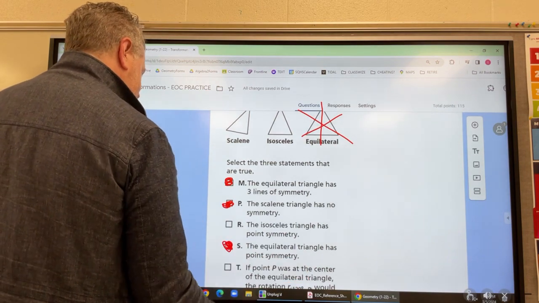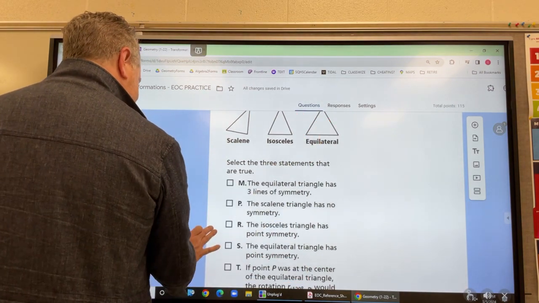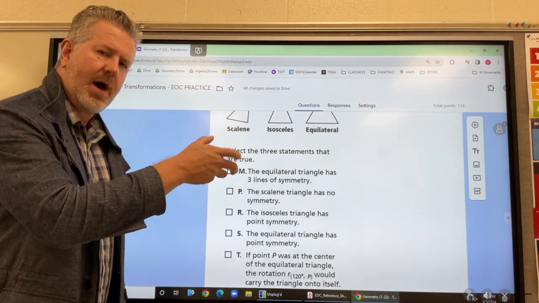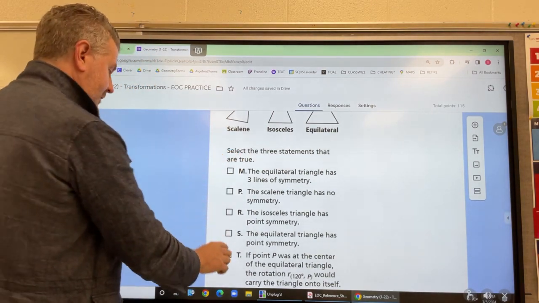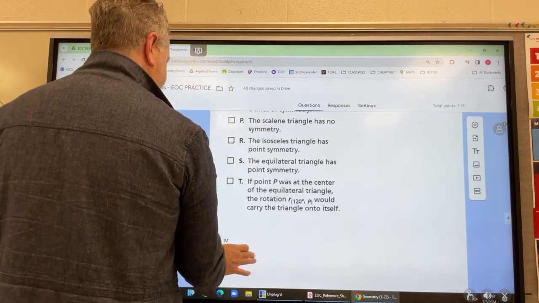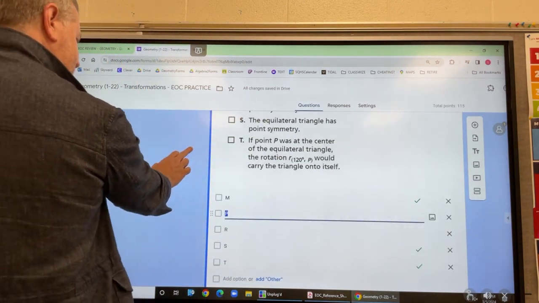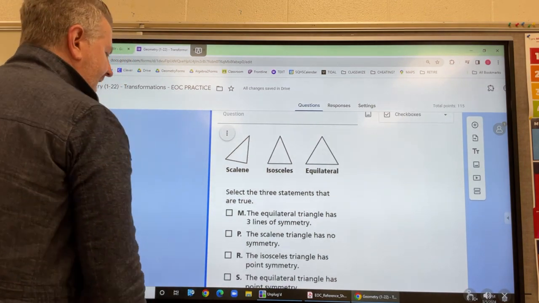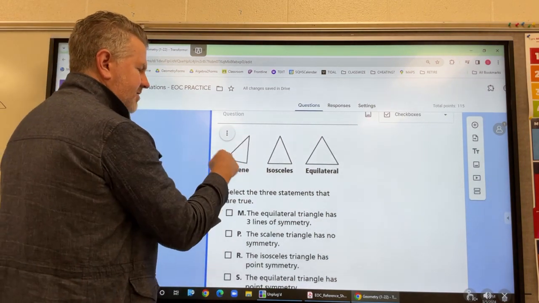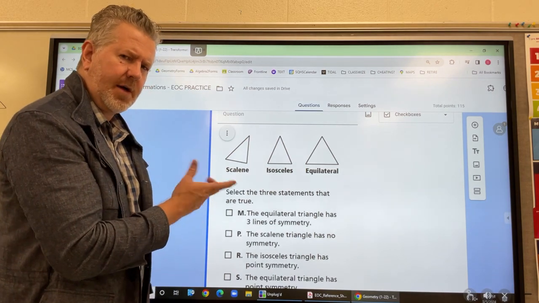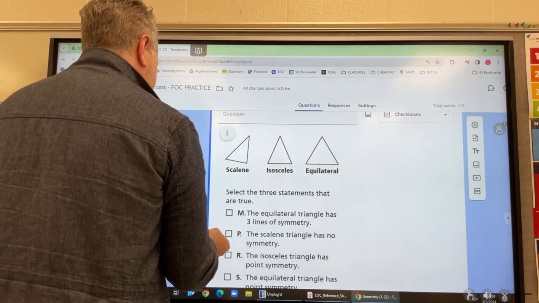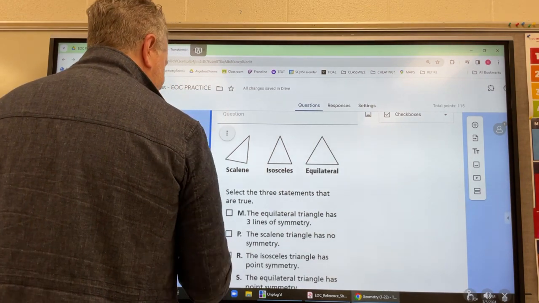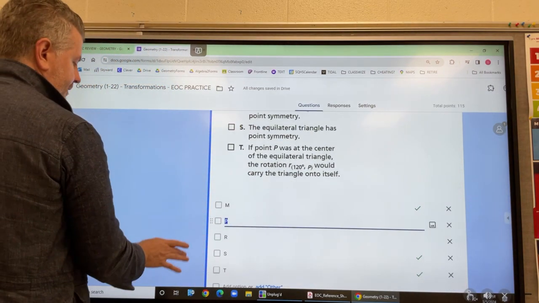If point P was at the center of the equilateral, a rotation of 120 would carry the triangle onto itself. That's 1/3 of the way around. It has 3 corners, so yes, I would say that that's true. I'm going to go with all of them on this one. No, all of them except for P and R. The scalene has no symmetry. I guess it does have rotational symmetry if we go all the way around. 360 would have rotational symmetry. It's not true because, I guess it has some sort of symmetry, and the isosceles has point symmetry. That is also not true.